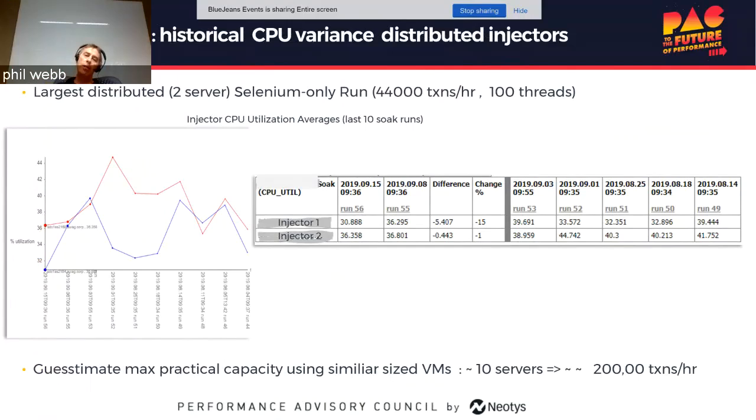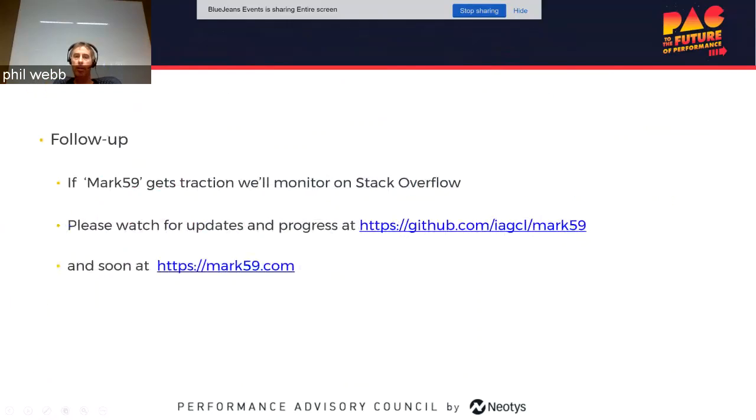So 44,000 divided by 2, let's say about 20,000, then by 10, I would say 200,000 transactions an hour is what I would consider a reasonable practical capacity before you might want to start thinking, is Selenium really the right way to go here? And you'd want to think of another technique. But it's certainly not trivial, that sort of load, I feel.